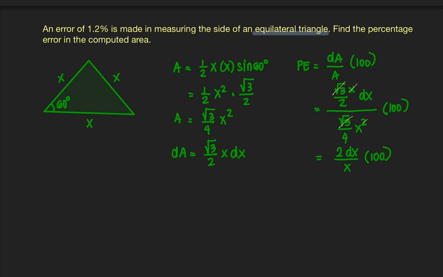So how do we now solve for the percentage error of the computed area? We go back to the error made in measuring the side of the equilateral triangle. Similar to what we did in the problem earlier, the edge is x, so dx over x times 100 is 1.2%. So 2 times 1.2 would be equal to the percentage error in the computed area, which is 2.4%.